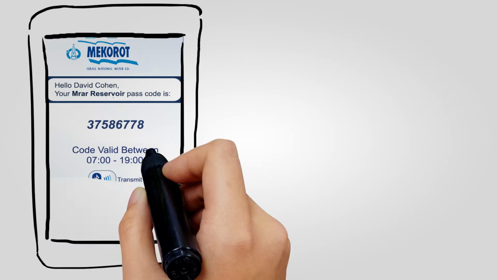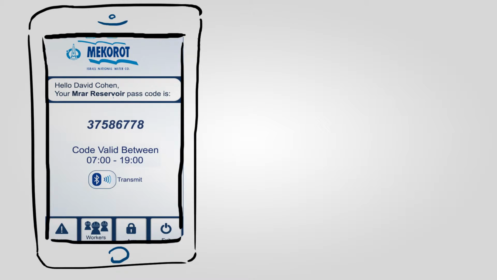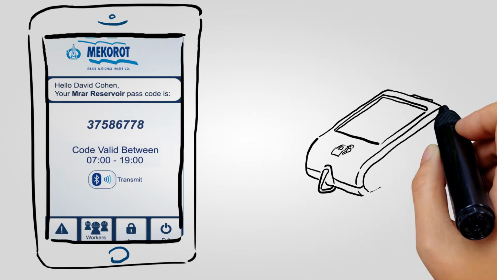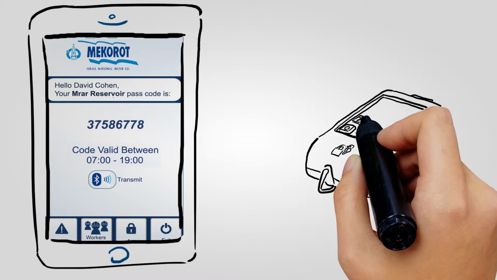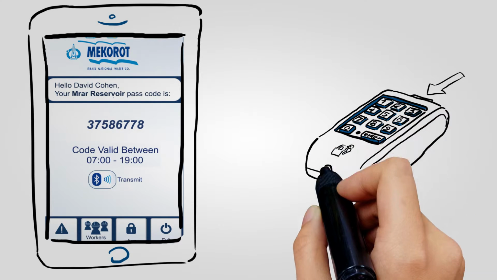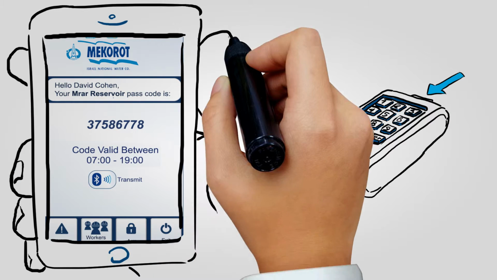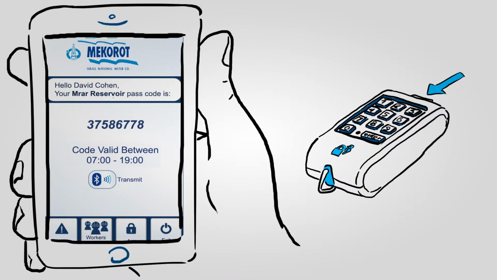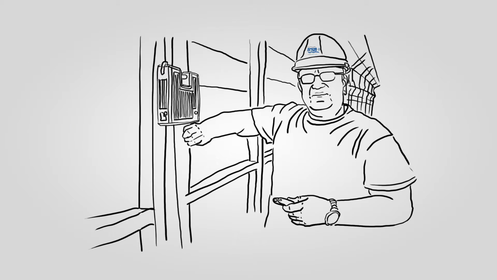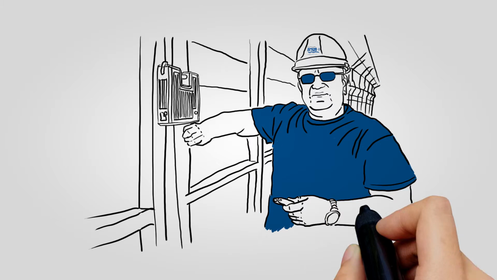If for some reason the code is not received by the knock key, you may transmit it manually by clicking the Transmit button in the application and then pressing the button at the top of the knock key. Please note, the knock key is for personal use and is non-transferable. The code transmitted to the knock key may be used to unlock all the locks in the facility that the staff member is authorized to unlock.